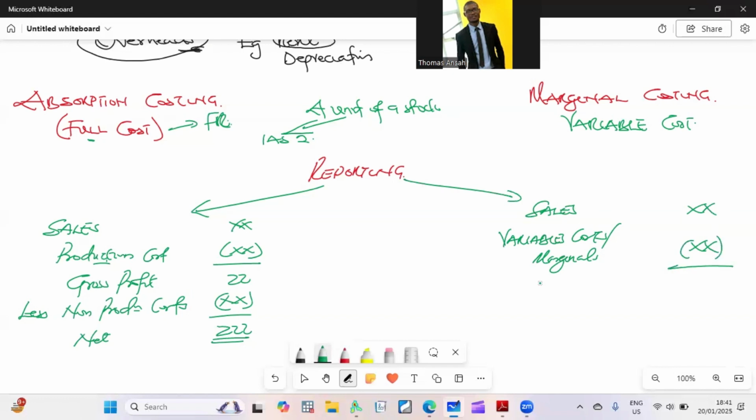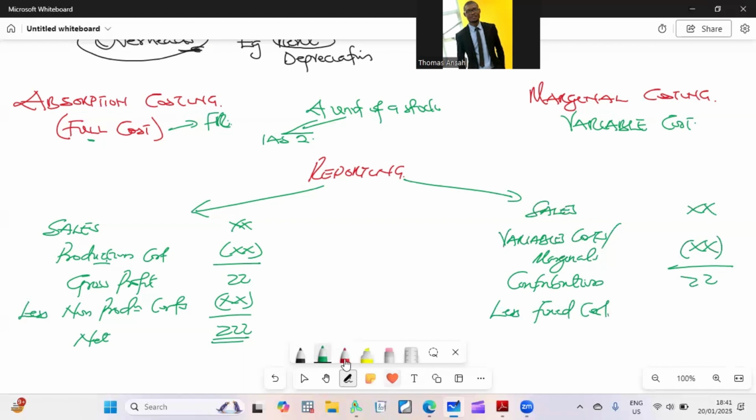Now, once you get this, you get what we call contribution. So we don't use the concept of gross profit. Here we call it contribution. All right. Now, once you get your contribution, then you come and less all your fixed costs.